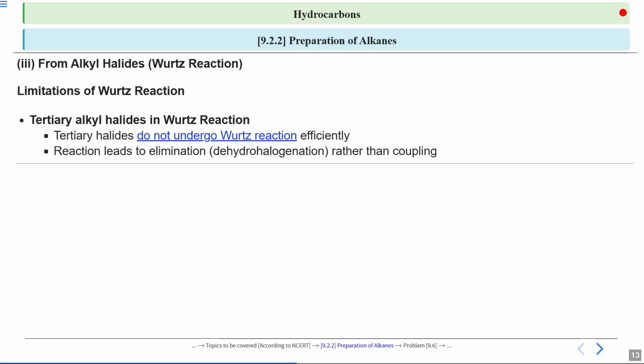To summarize, the Wurtz reaction is not suitable for tertiary alkyl halides due to the tendency for elimination reaction, and it is also not suitable for the preparation of methane. And we cannot take two different kinds of alkyl halide to form a third type of alkane. Your alkane can only be formed if it contains an even number of carbons, not an odd number.